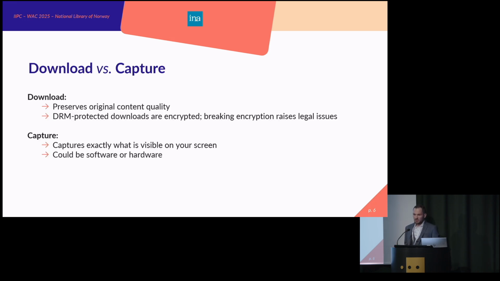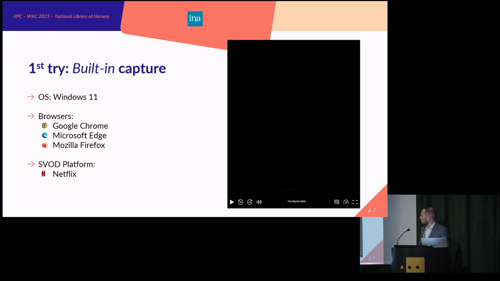When it comes to preserving DRM-protected content, we have two main options, downloading and capturing. Downloading preserves the original content quality, but comes with legal and technical challenges due to encryption. On the other hand, capturing records exactly what is visible on the screen, bypassing encryption but potentially compromising quality.